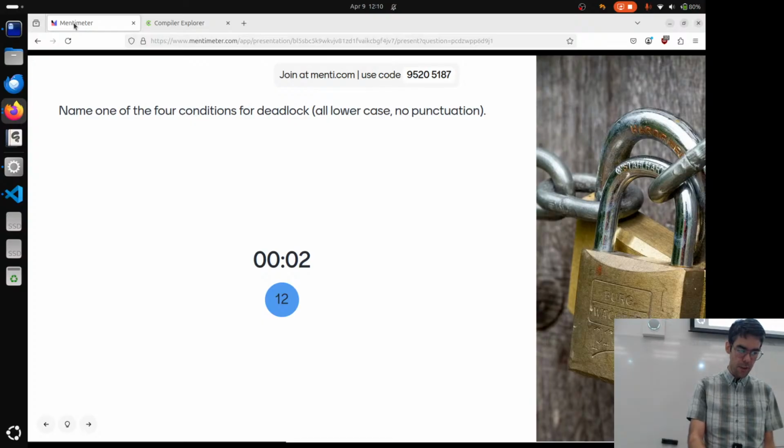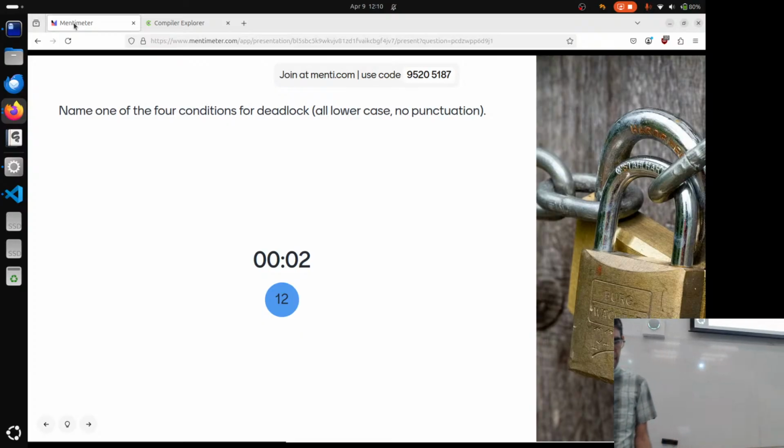There's one last question here about threads of execution and concurrency. Did you hit it too fast? No. All right, okay. The answer here is no.